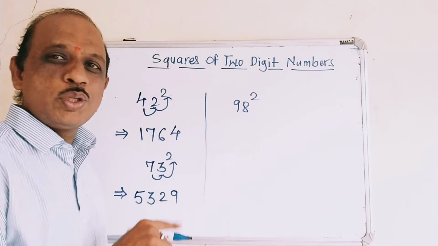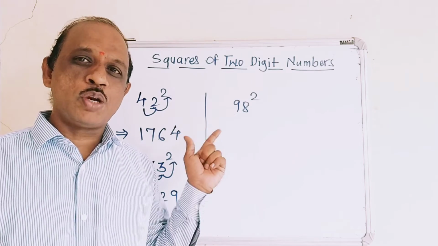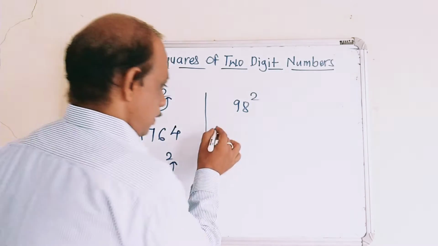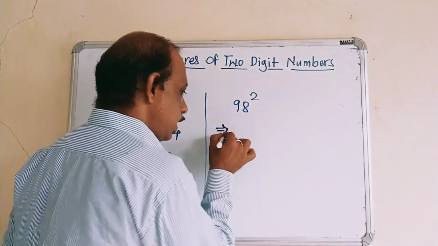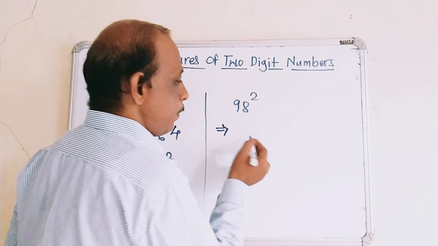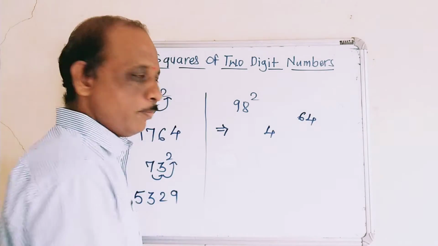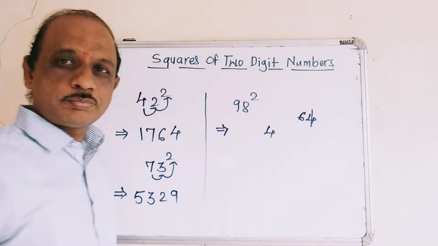We know how to find out the square of 98 using the below base method. That also I will explain to you here once again. But right now we'll try to find out the square of 98 by this method. So first the square of 8. Square of 8 is 64. So I am writing 4 here. This 6 will be carry.